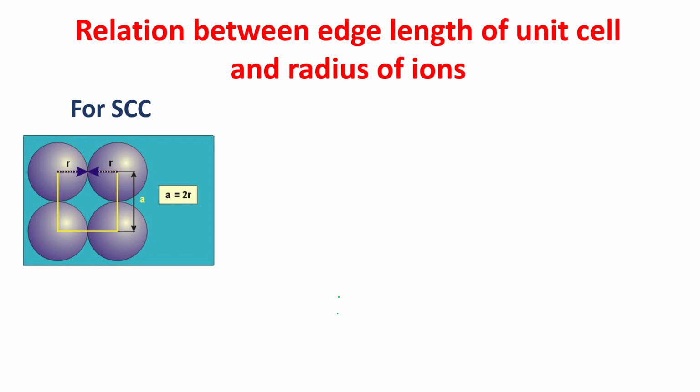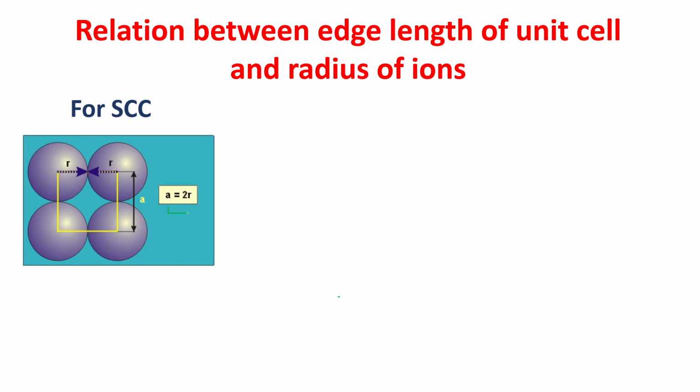So, coming to the relation between edge length of the unit cell and radius ratio of cation. I told you in the previous packing efficiency slide. So, for SCC, molecules are directly touching each other. That means the edge length of the unit cell is basically equal to the radius of the two spheres that are actually touching each other.